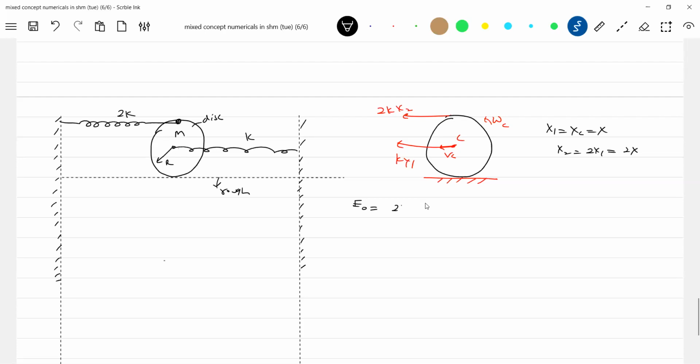E0 is equal to K x1 square by 2, plus 2K x2 square by 2, plus M V square by 2, or V_C only we will write it, where V equals R omega, and in fact V equals dx by dt. I should replace all the things. So this will be kx square by 2. K, what is x2?